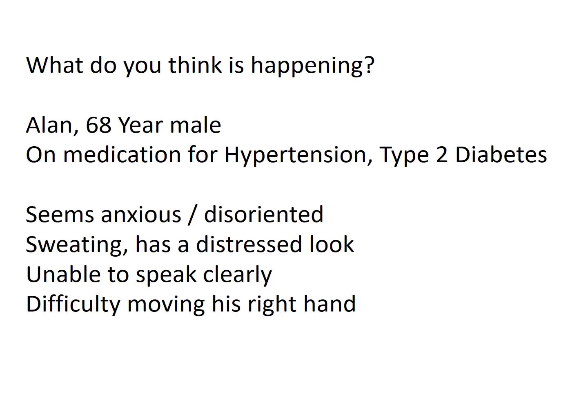Okay, moving on here. Alan, a 68-year-old male, he's on medications for type 2 diabetes and hypertension. He now has become anxious and disoriented. He's sweating. He has a very distressed look to himself. He's unable to speak clearly. And then he's having difficulty moving his right hand. What do you think is happening? All right, I hope you all answered CVA, cerebral vascular accident, stroke. That's our next topic here.